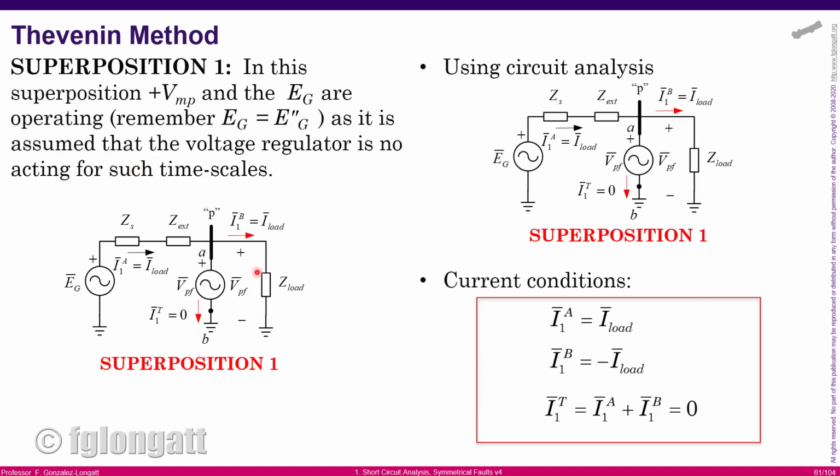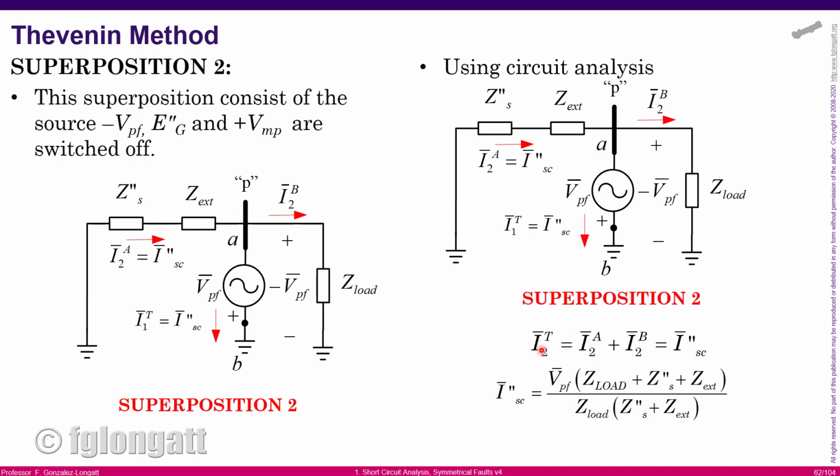Superposition 1 is extremely simple. In superposition 1, the current going inside this voltage source is zero, but all the load current starting from here is going to there. That means that the short circuit contribution during the fault is zero.